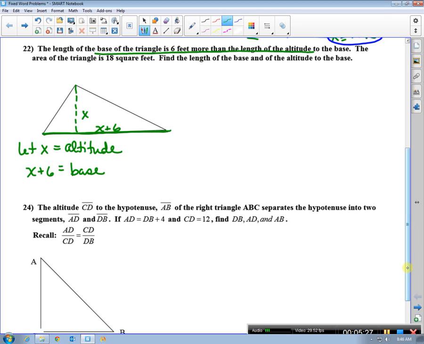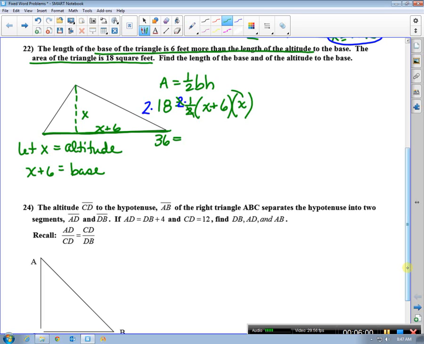Okay. The area of the triangle is 18 square feet. We know that the area formula is 1/2 base times height for a triangle. So we have 18 is 1/2 the base times the height. And here we go. To simplify a half on this side, I'm going to multiply both sides by 2, and distribute my x. My fraction is now gone. Let's bring that 36 over by subtraction.